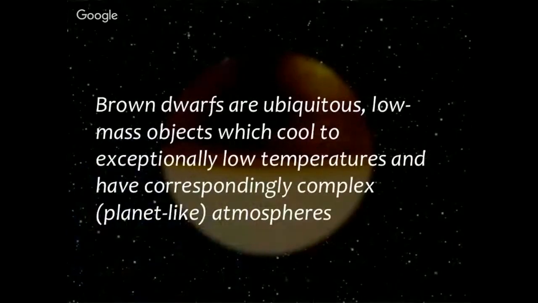Okay, so the take-home point from the context here is that these objects are ubiquitous. They're low-mass objects. They cool to exceptionally low temperatures, below room temperature. As a result, they have fairly complex spectra, because they increasingly look like planetary spectra, particularly when you get below about 1,000 Kelvin into the T-dwarf and Y-dwarf regimes. So to some degree, it's important to think about how we can approach these objects from a planetary perspective as well as a stellar perspective.